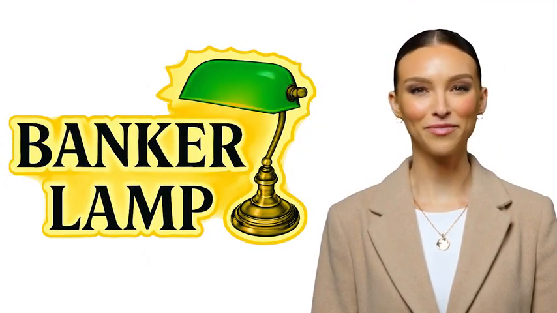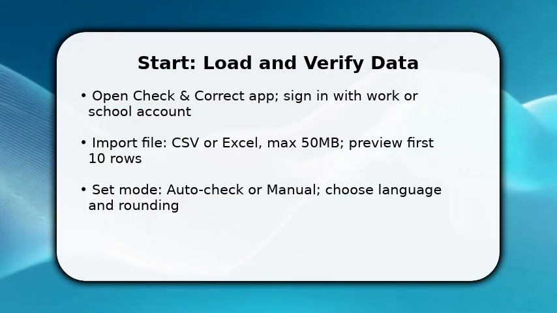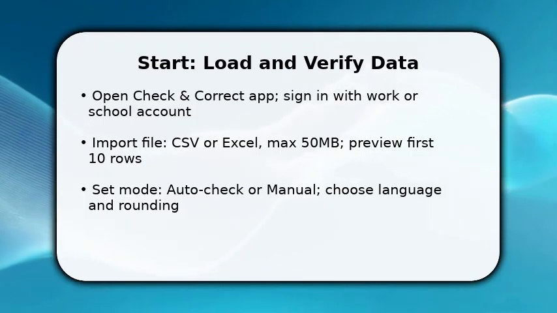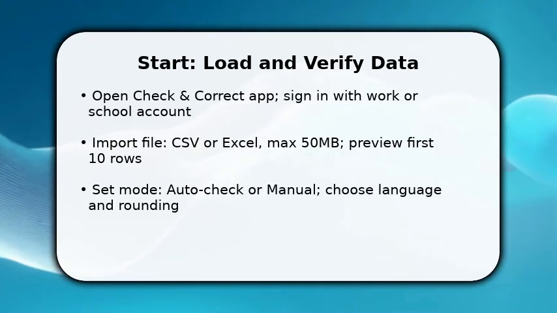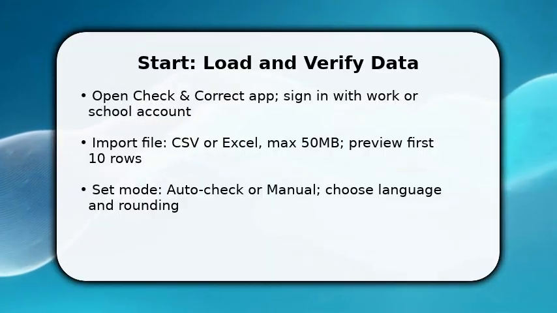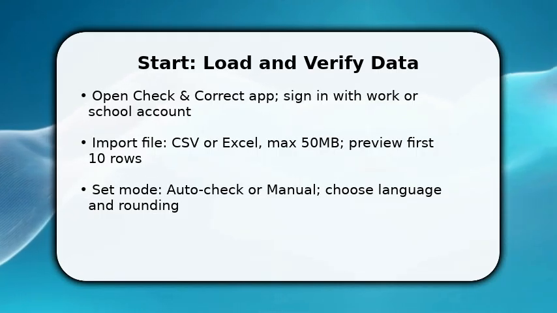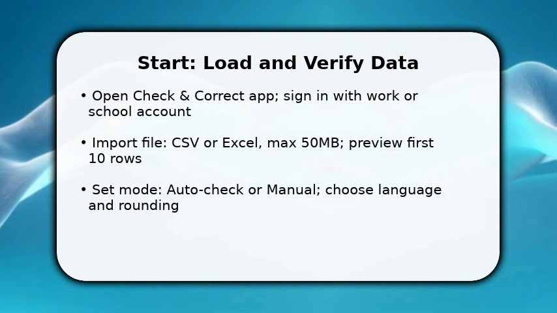Please enjoy the video. You begin by loading the file into the check and correct calculator and verifying the data types. Once the import completes, scan the preview pane for misaligned columns and obvious encoding issues. This prevents false errors. You then select Auto Check for quick passes or Manual for controlled edits and set rounding preferences and language. Make sure to save a backup copy before proceeding. This protects original numbers and lets you revert if automatic fixes misinterpret formatting.